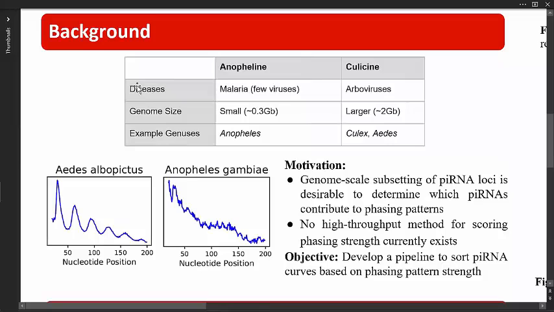is in a genome scale subsetting of the piRNA loci. However, there aren't any tools to grade these piRNA phasing patterns other than just by eye ranking and seeing how strong they are. So that is the objective of our project here. We're trying to develop a pipeline to sort piRNA curves based on phasing pattern strength.